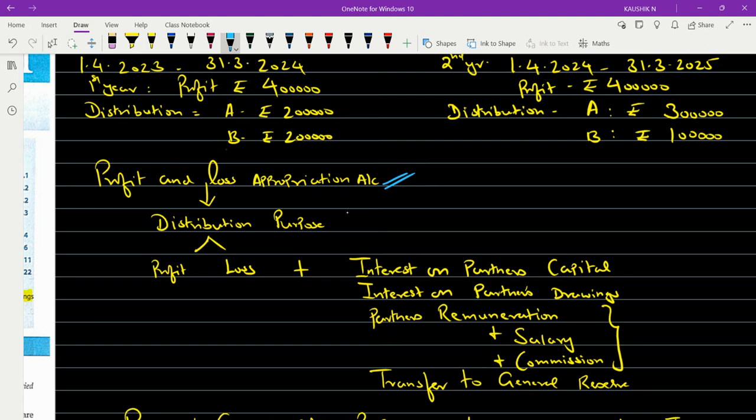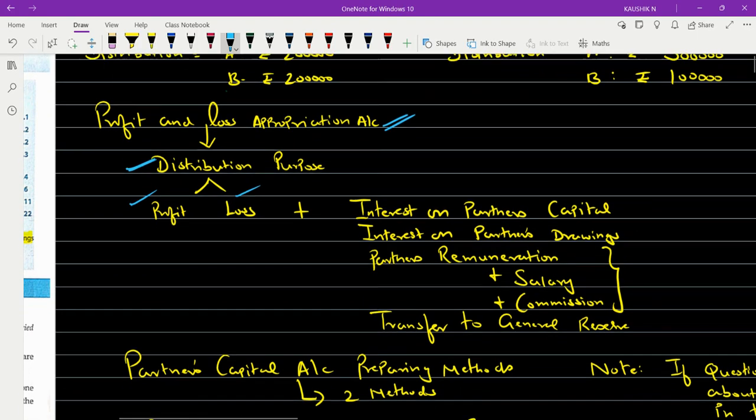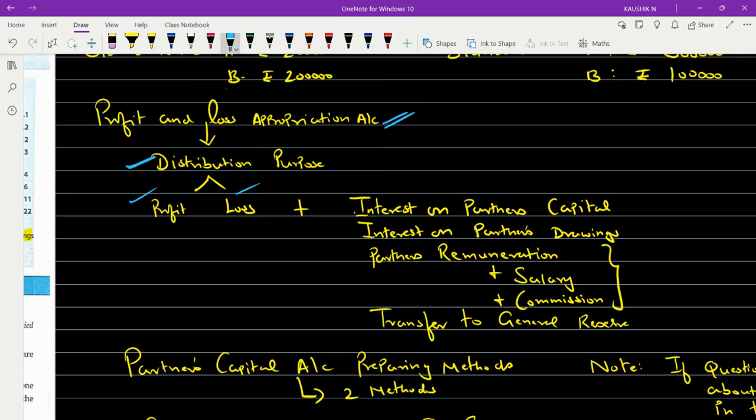The purpose of this account is distribution. For distribution purposes, we are preparing this account. And what does it consist of? It consists of the profit which has been earned or loss which has been suffered that has to be distributed. In addition to this, you have these items which we are going to discuss: the treatment of interest on capital, the treatment of interest on partners' drawings, and partners' remuneration.